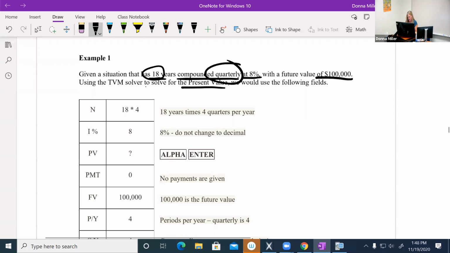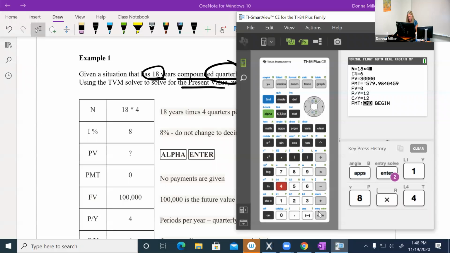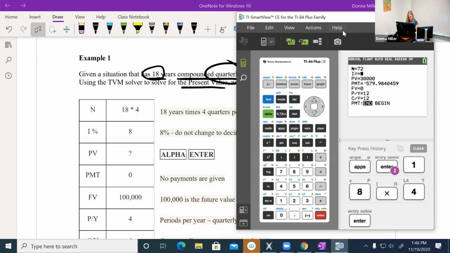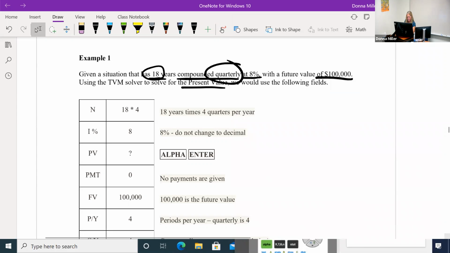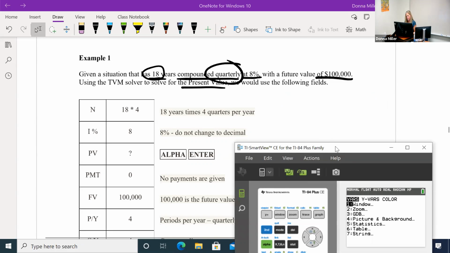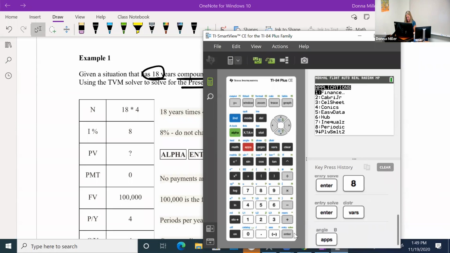I'll get my TVM solver up, so I can just type 18 times 4 and it'll do it for me. The interest rate we knew was 8%. That's what the problem stated, so I've got that. Now I am solving for the present value. I don't know it. I can't leave it blank. Apps, finance.